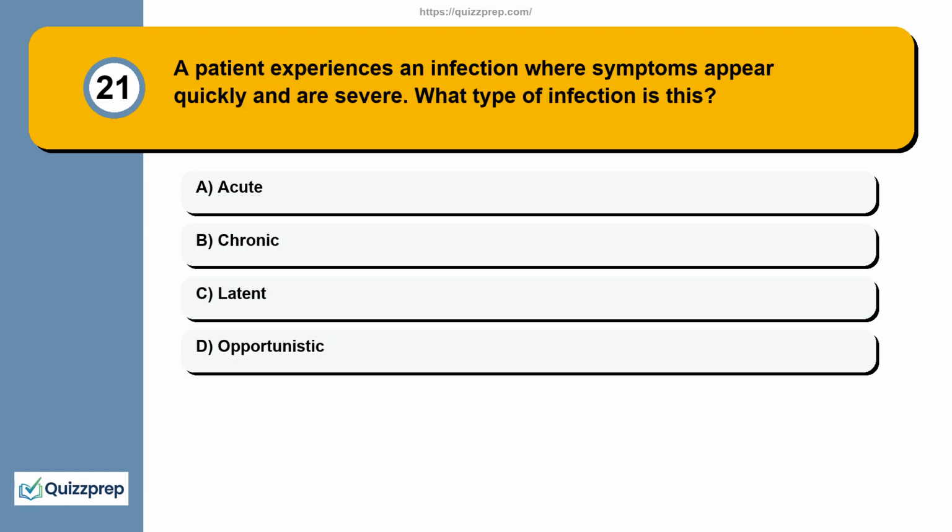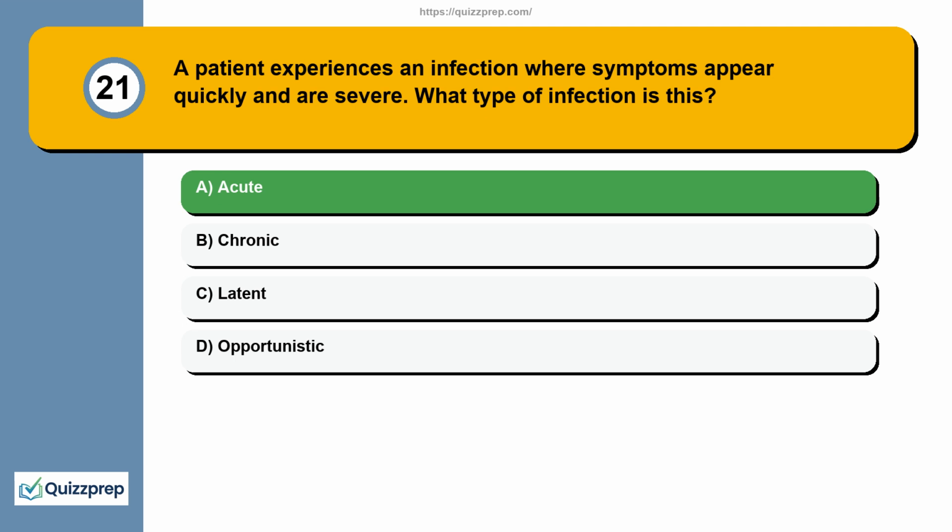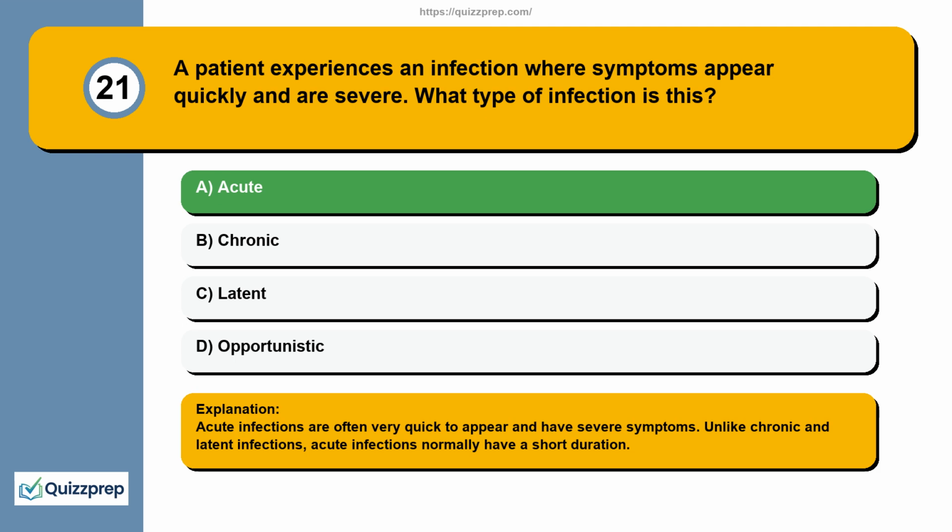Question 21. A patient experiences an infection where symptoms appear quickly and are severe. What type of infection is this? Acute, chronic, latent, opportunistic. Acute infections are often very quick to appear and have severe symptoms. Unlike chronic and latent infections, acute infections normally have a short duration.